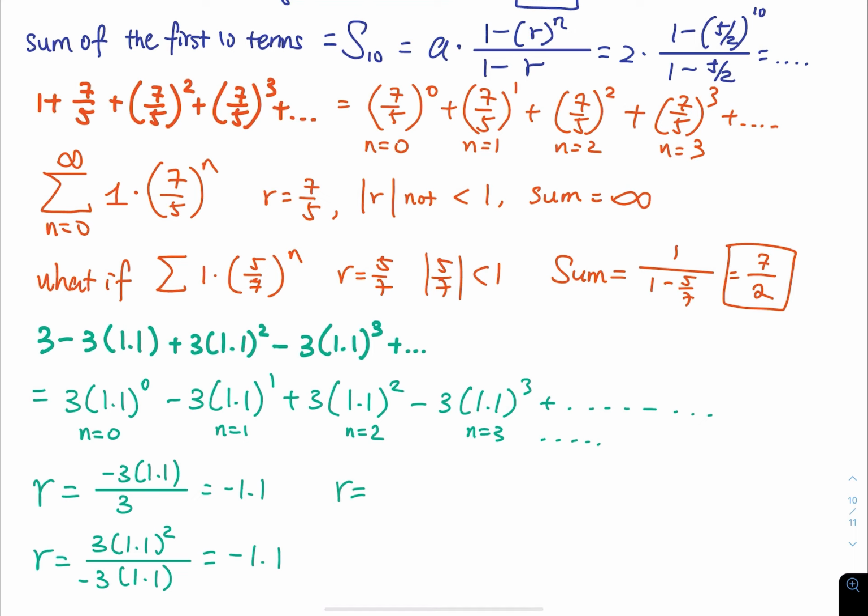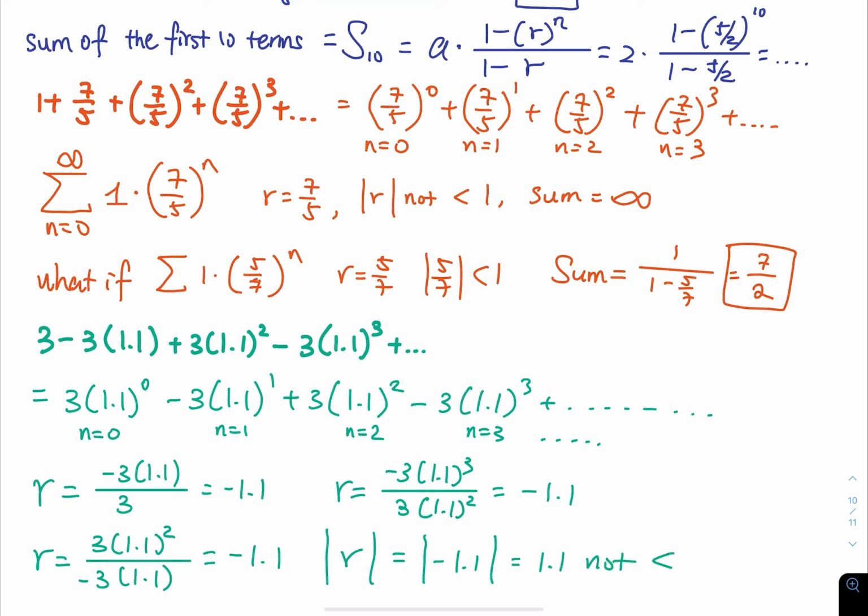And then we take the fourth term, minus 3 times 1.1 to the third power, divided by the previous term, positive 3 times 1.1 to the second power. So this one you have a negative 1.1. So therefore, the common ratio is negative 1.1, absolute value of that is 1.1, that is not less than 1.